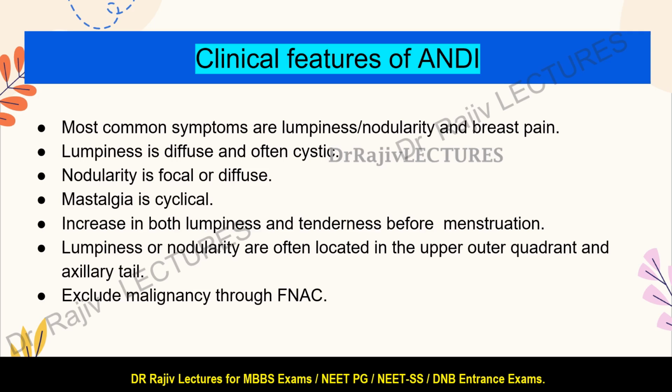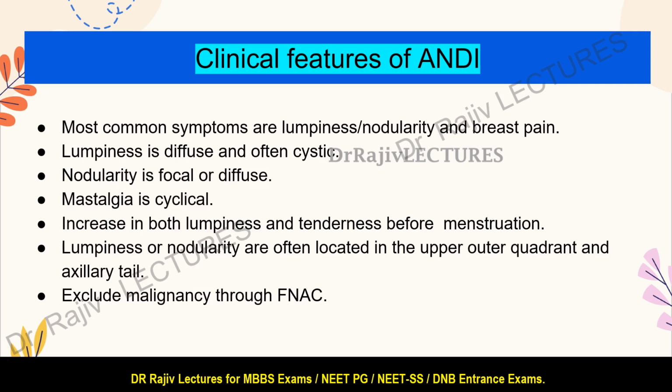Nodules are often located in the upper outer quadrant and axillary tail region of the breast and may or may not be associated with pain and tenderness. Remember that this region of the breast is also the most common site of breast cancer because this quadrant has the largest volume of breast tissue. Lumps usually become larger and more tender premenstrually. Lumps are often cystic in nature. They can be single or multiple and may grow suddenly or regress.